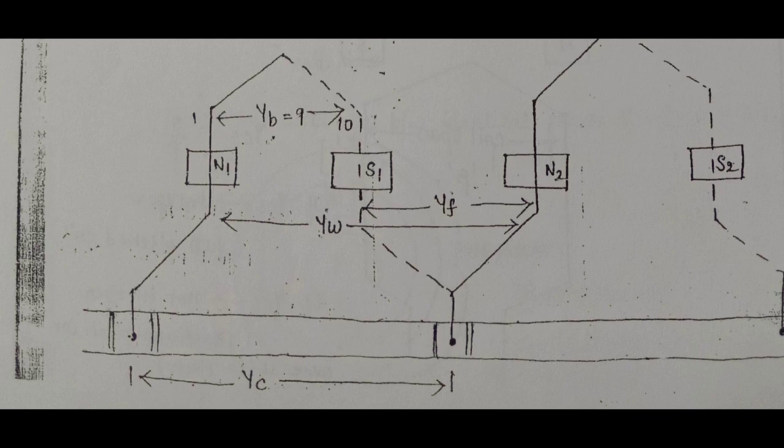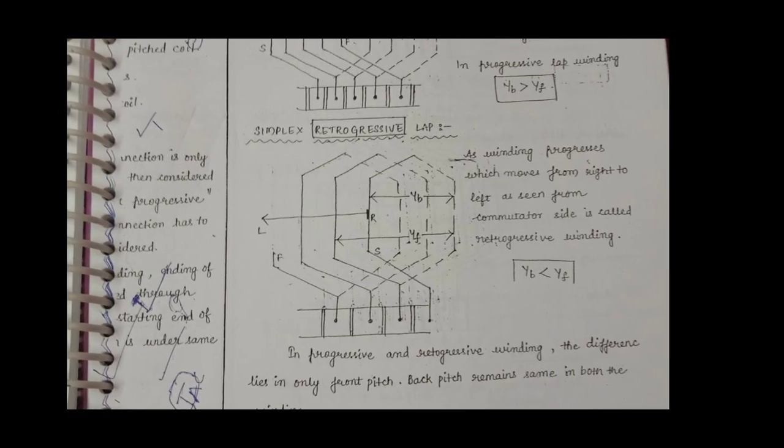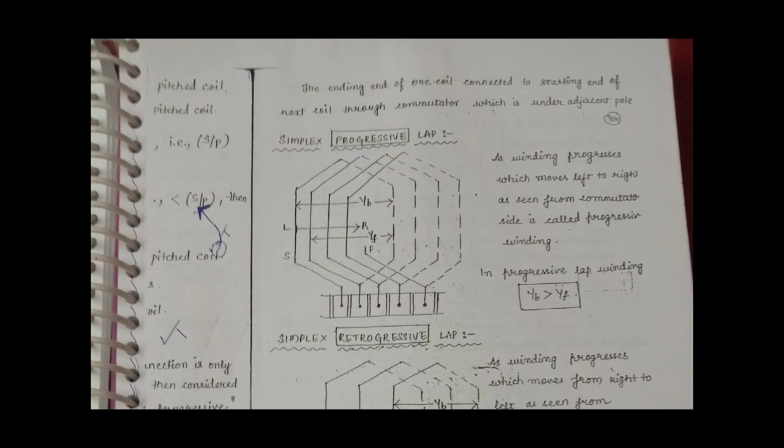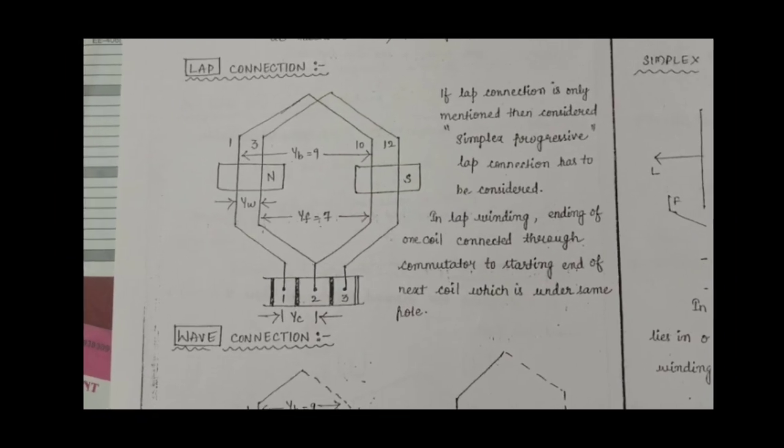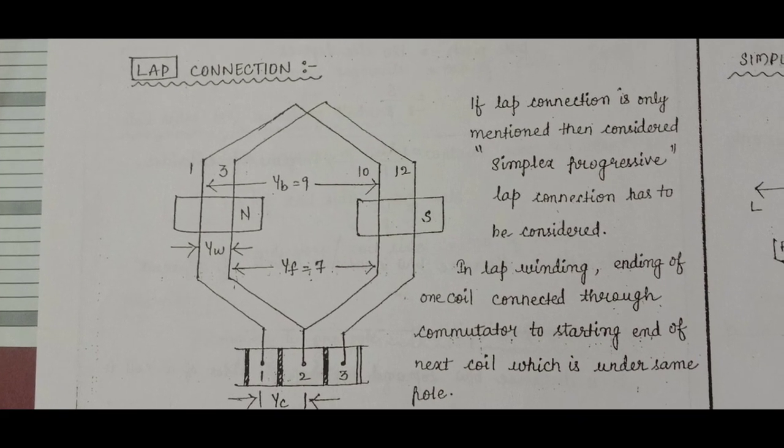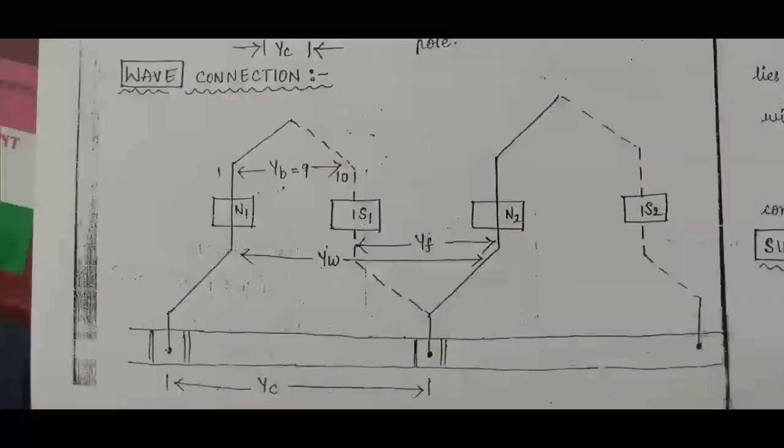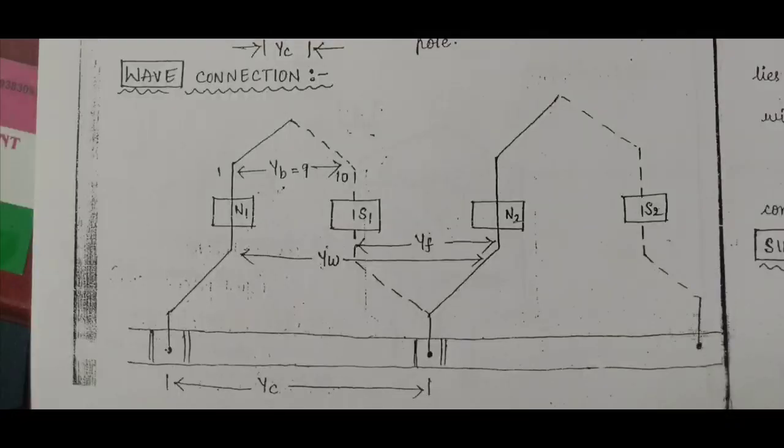The wave connection is also called series connection, and lap connection is also called parallel connection. So a lap connection is for low voltage high current applications, and wave connection is for high voltage low current applications.